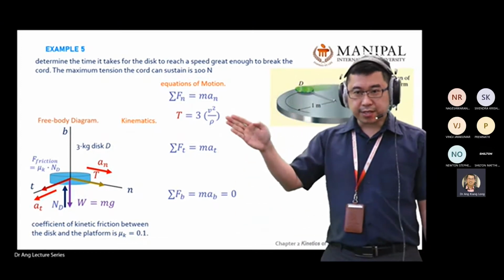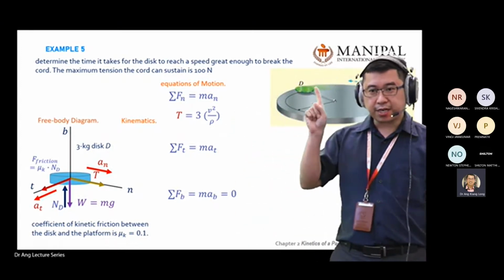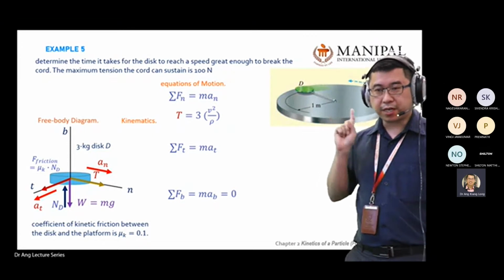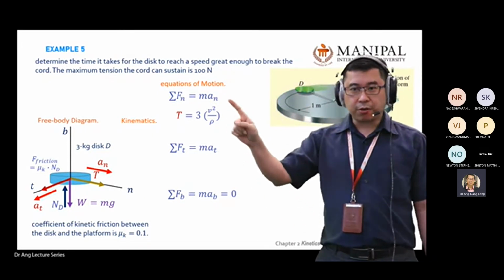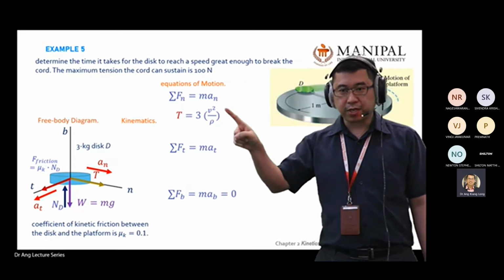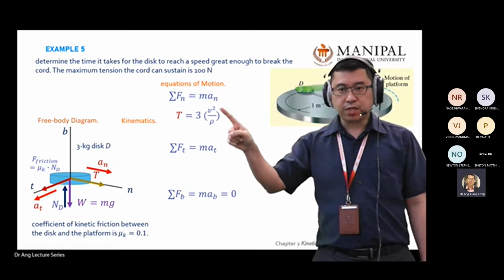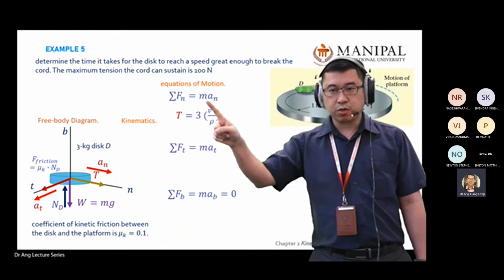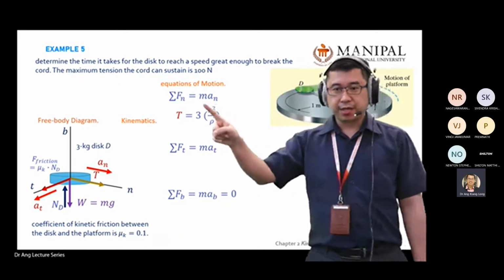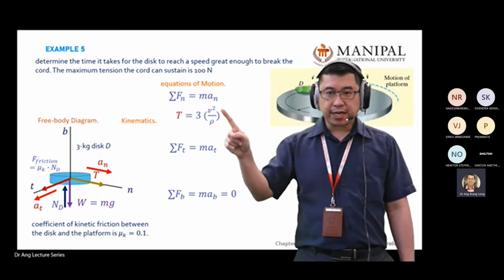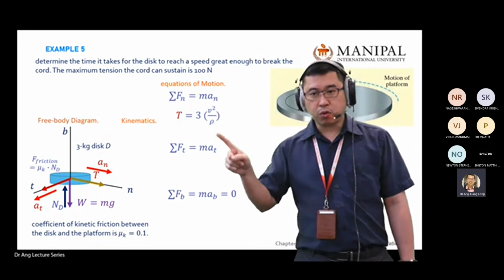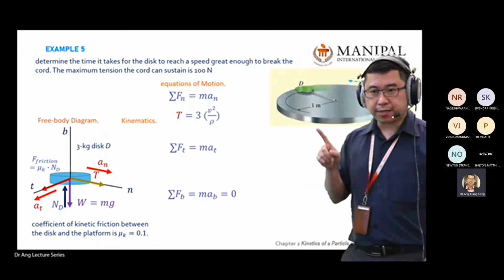It's standard already. When you see an object move in a curvature or circle, your acceleration in the normal direction always uses this equation: a_n equals v squared divided by rho. This one also will not be given in the exam. You need to know it by heart. a_n equals v squared divided by rho. Rho is the radius from the center.